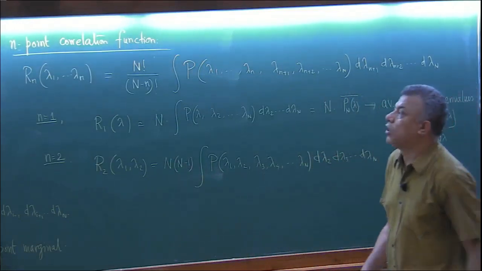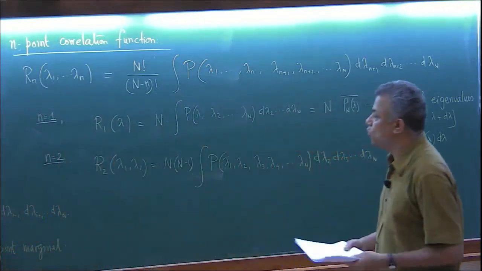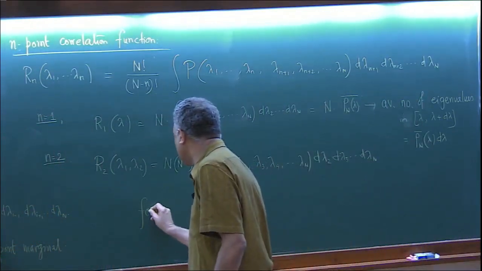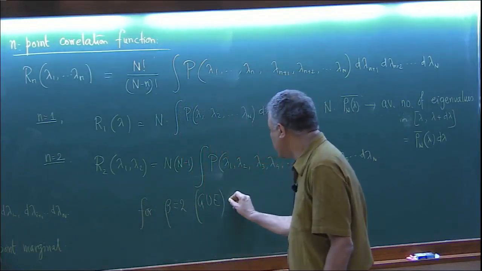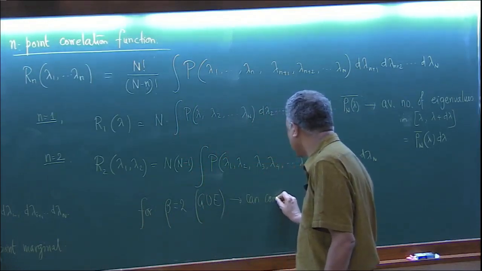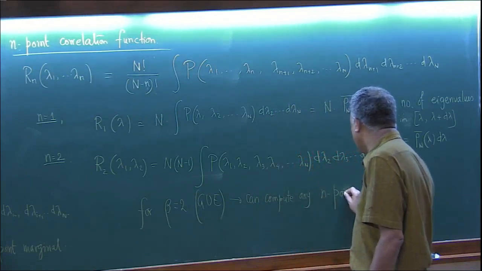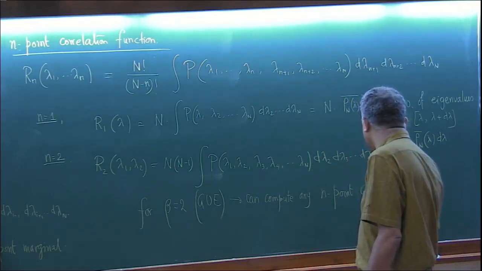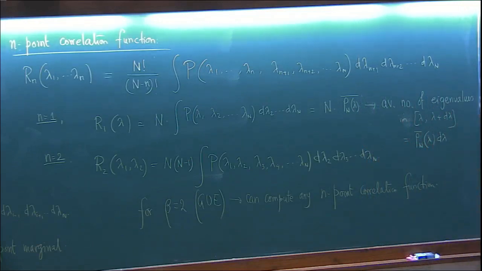So this is this multi-point correlation function. And these are very important. In this problem of log gas, they have played a very important role. And what we'll see, I don't know if we'll see because it depends on time, but for beta equal to 2, which means the GUE case, Gaussian unitary ensemble, you can compute any n-point correlation function as a single determinant, okay?